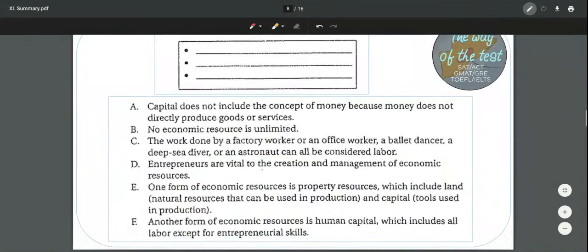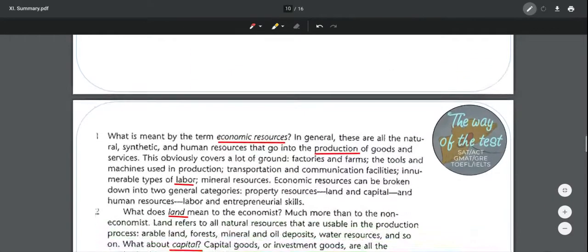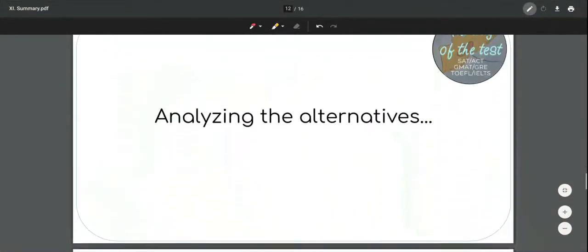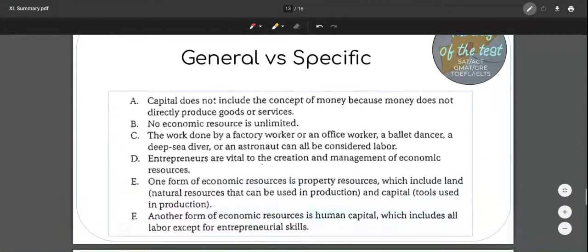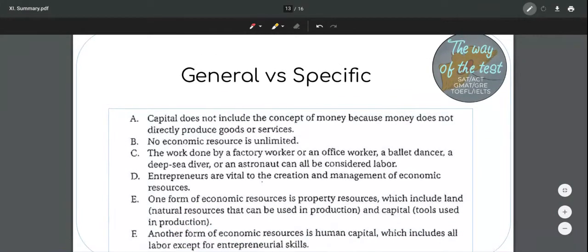But in this specific case, we're not going to do it like that because it's kind of a waste of time and it's not the strategy to follow. What we're going to do is apply the strategy from scratch. So we're going to first look at the alternatives and see which ones are general and which ones are specific. I'm going to give you 1 full minute to analyze each alternative and see which ones are general and which ones are specific without looking at the text, just the alternatives themselves, okay? Go.